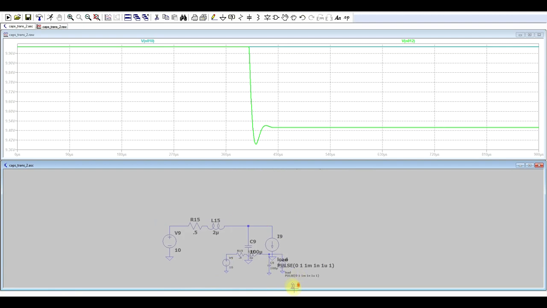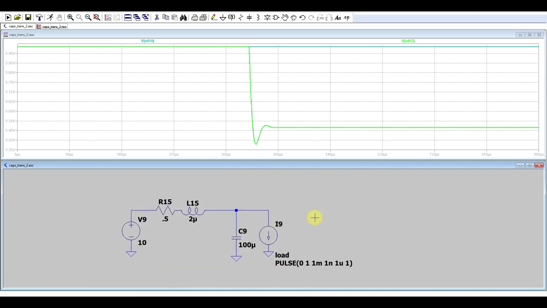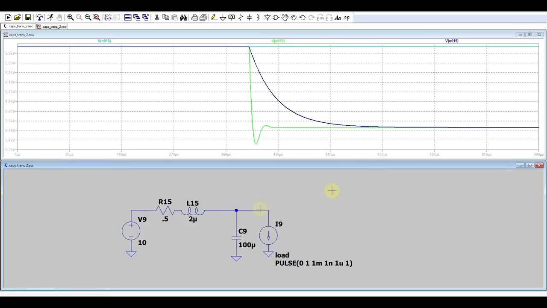So let's try one more circuit. Same load, same wiring, but 100 microfarads of capacitance. So more capacitance is better, right? Well, if we look at this, we have no more undershoot. The voltage on the load slowly decreases because of the voltage drop on the wiring resistance, and there's no more drama. So if you add a 100 microfarad capacitor, then everything will be fine.